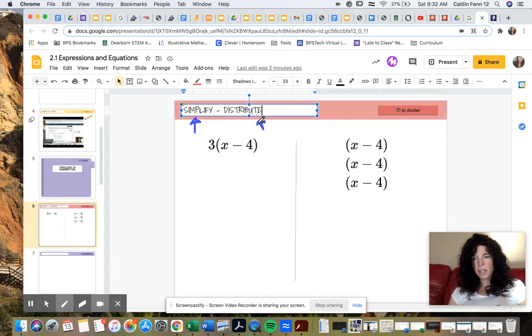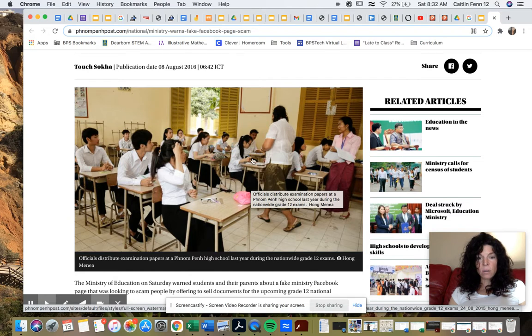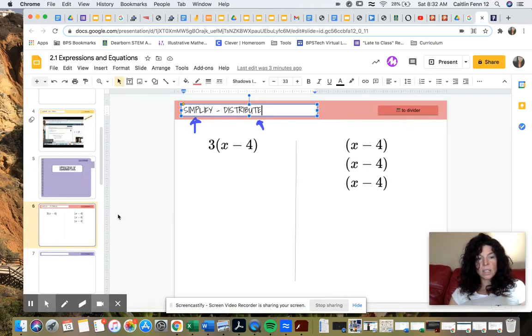Now, if you think about what that word means in real life, so if you were to distribute, look at the caption in this picture. It says officials distribute examination papers. This is a picture in Cambodia, but they're handing out the papers. Everyone is getting one. They're distributing to everyone. They're passing out to everyone. And so distributing, we're passing out and we're distributing this multiplication to everything that's inside the parentheses.